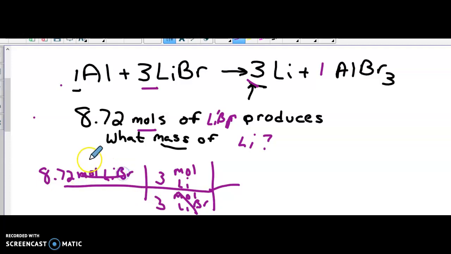You have to show the unit, you have to show the formula in order for me to give you credit, even in your work, okay? Because we're switching formulas, it's important that we have that there. So 3 moles of lithium is where we end up.